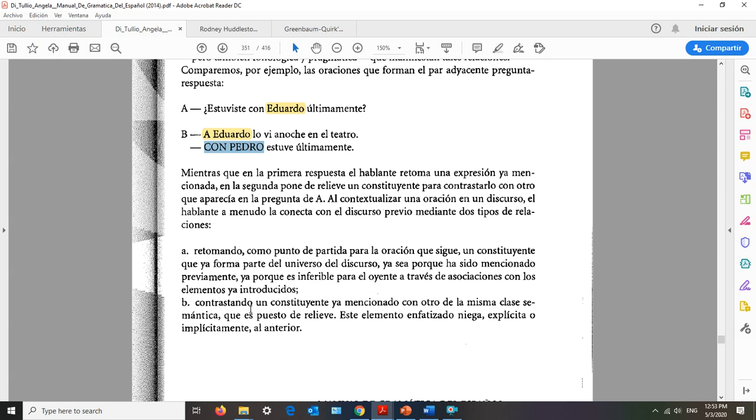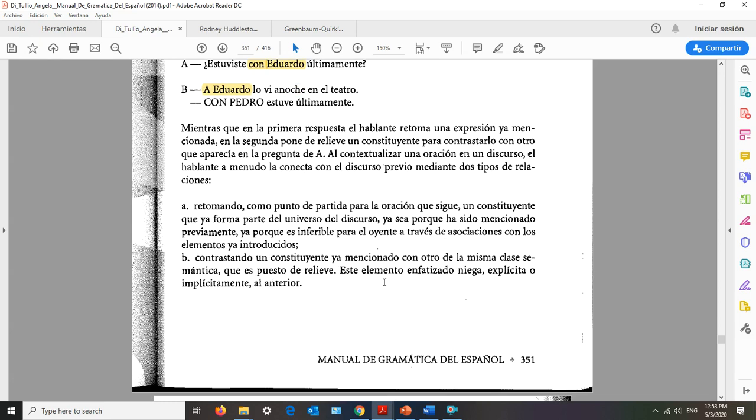through associations with other elements that have already been introduced, or establishing a contrast between a constituent that has already been mentioned and a constituent that is mentioned here and put in focus. This emphasized element denies, in an explicit or implicit manner, the one that came before. So it's not con Eduardo that I've been lately, but rather con Pedro that I've been lately.